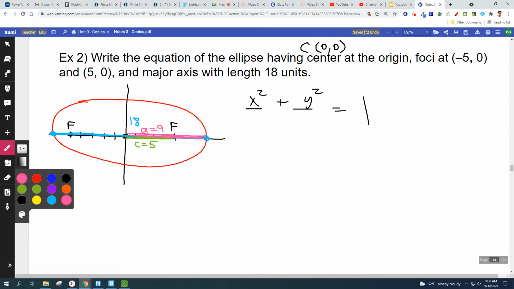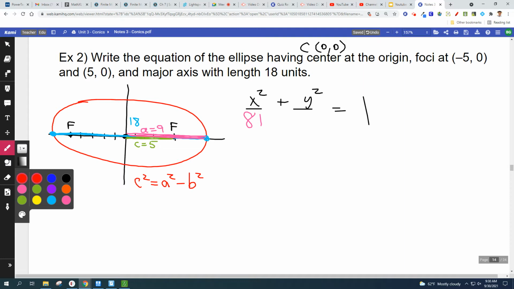All right. A equals 9. That's half of 18, right? Half of 18, that's 9, and over here's 9. 9 plus 9 is 18. That's the major axis, okay? So I know A is 9. That must mean that this number right here is 81. A squared is 81. I don't have my B number, though, but that's fine. I can use my formula, right? I know that formula says C squared equals A squared minus B squared.